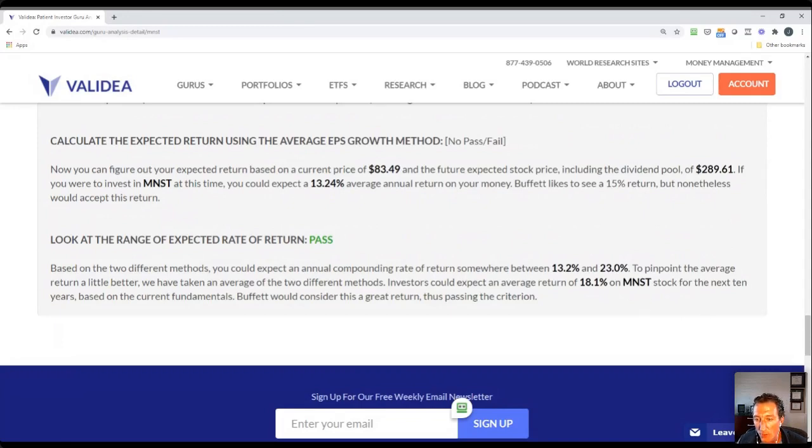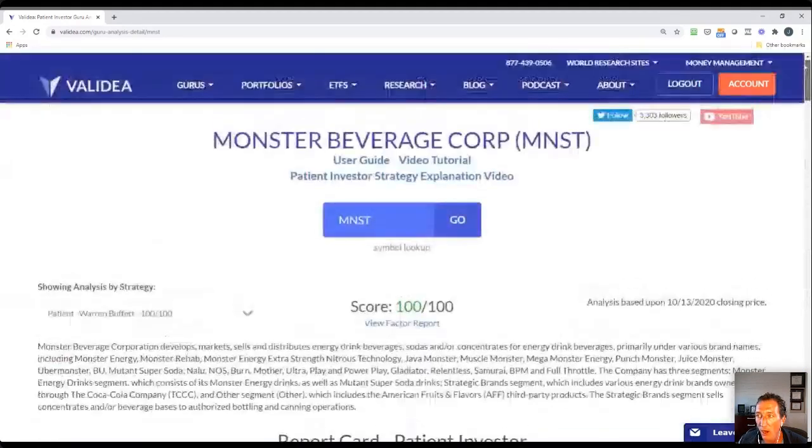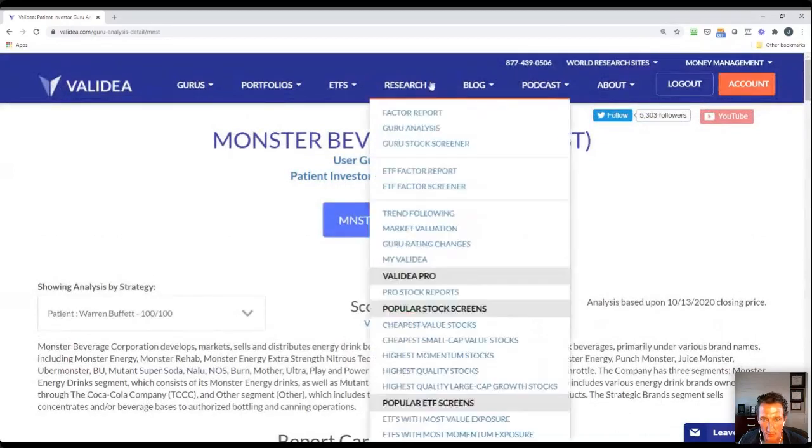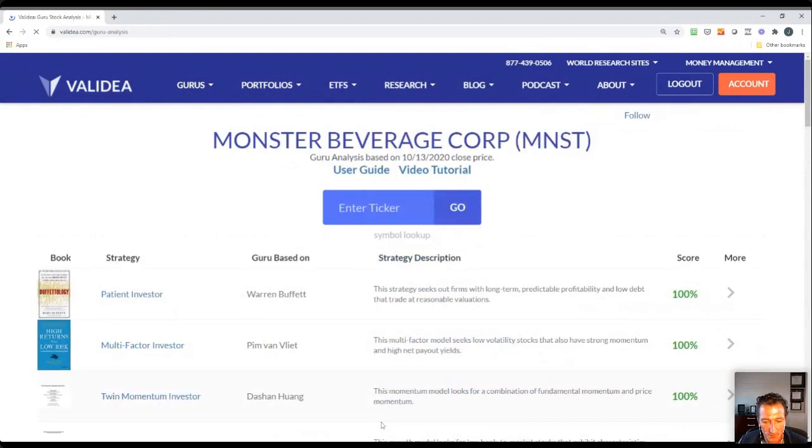So here, our two methods give us, one shows a 13.2% long-term expected return. The other shows a 23% long-term expected return. The average is 18.1%. So this expected return hurdle is passed, and Monster passes with 100% according to our Buffett model. Okay, let's look at another one.